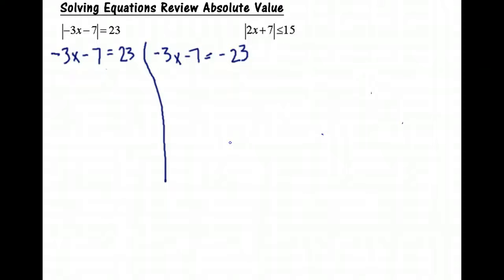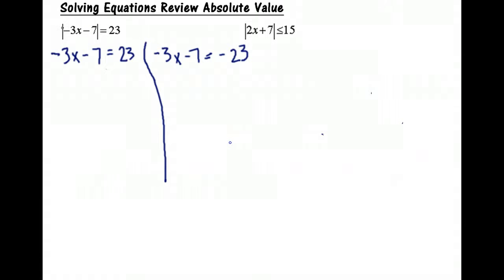Okay guys, here we're going to do a solving equations review in absolute value, and we're going to do one equation and one inequality. So if you remember from absolute value equations, you have a positive case and a negative case that are going to be true for this equation. Because the absolute value is a measure of distance, whatever is inside the absolute value is always going to be positive. So when this is equal to 23, it will be true, and when it's equal to negative 23, the equation will also be true. That's why we've set up the two cases here.